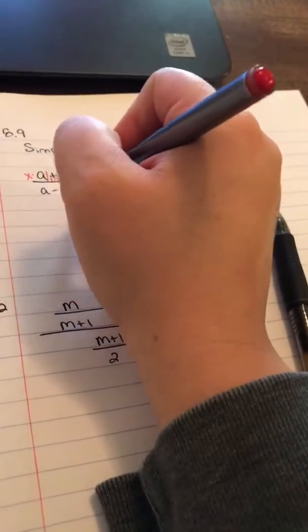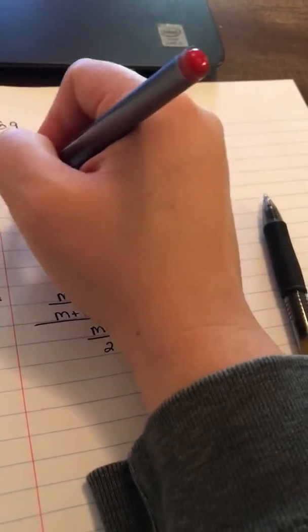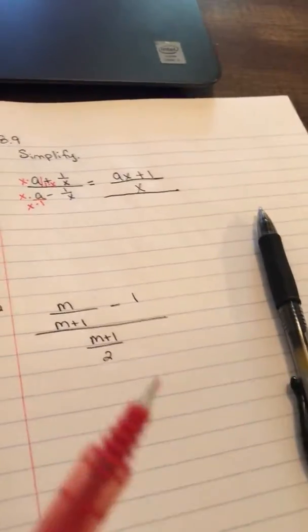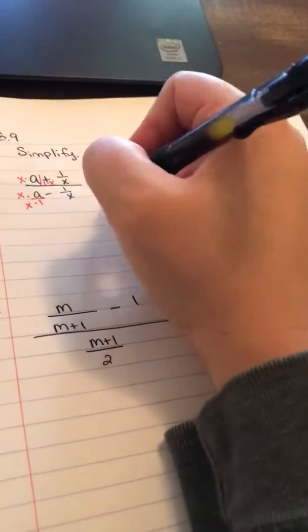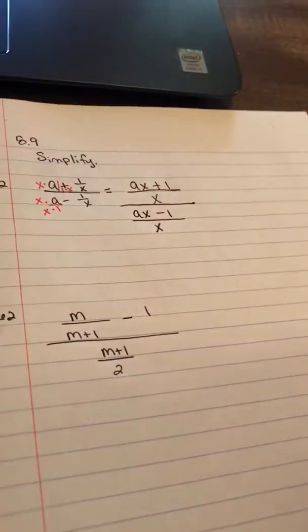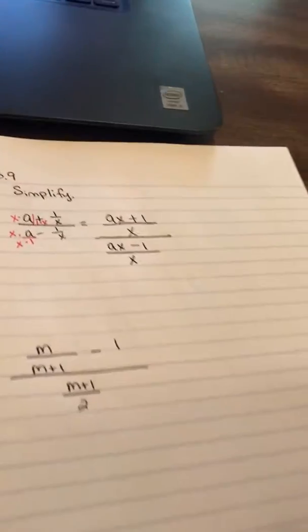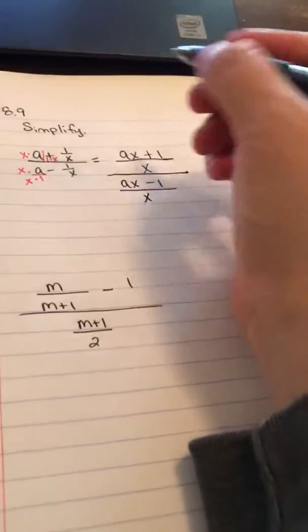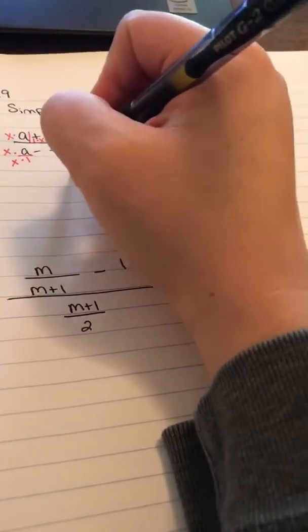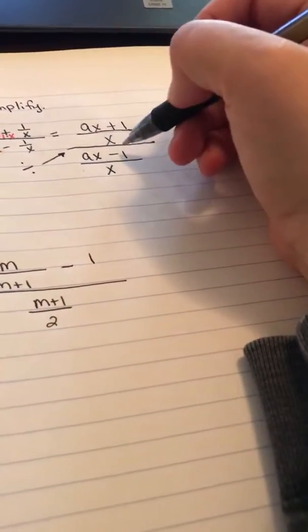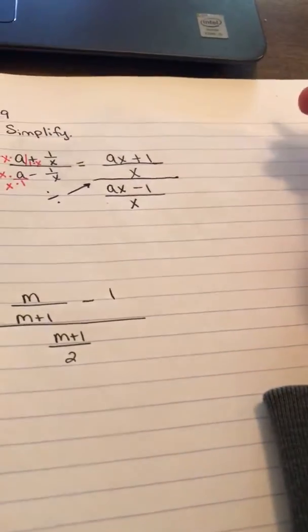Again, the common denominator is x, so this is over 1. So we're going to multiply the numerator and the denominator by x. So we're going to have ax minus 1 all over x. So that's step 1: if it's not a fraction over a fraction, then add or subtract to make it that way. And then this fraction bar just means division. A lot of times we'll say ax plus 1 over x, but really it means division.